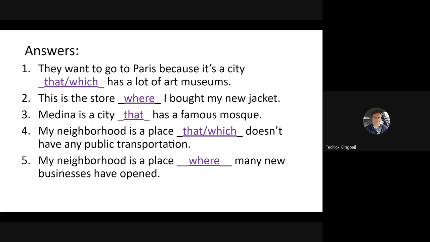Here we go. They want to go to Paris because it's a city that has a lot of art museums. This is the store where I bought my new jacket. Medina is a city that has a famous mosque. My neighborhood is a place that or which doesn't have any public transportation, and my neighborhood is a place where many new businesses have opened.